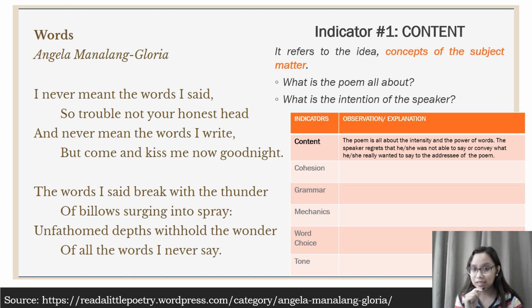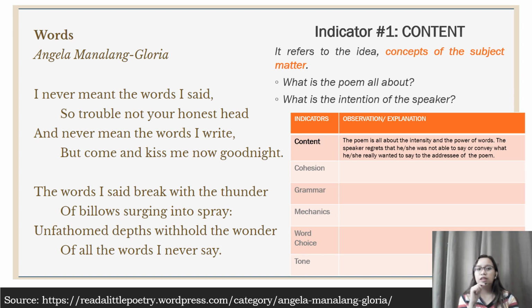Never mean the words I write. So probably the speaker is writing something to the addressee, but as he says, in the fourth line, but come and kiss me now, good night. It says there that I may never mean the words that I said and write. That I never mean the words that I said, and I never meant the words that I wrote. But please stay with me. It says here, kiss me now. The speaker is longing for the affection of the addressee.